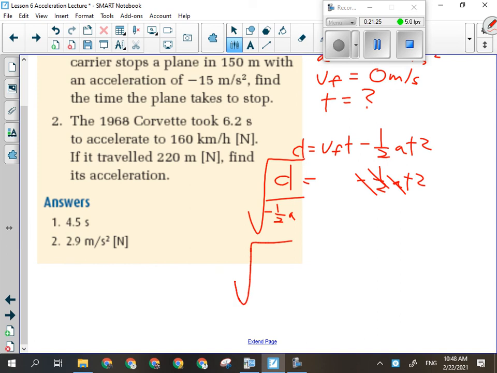Okay, so what we have for this question then is 150 divided by negative 1/2 times negative 15. Okay, that'll take care of it. There'll be positives top and bottom, and I can take the square root of that number, and I'll get 4.5 seconds. Okay, for my answer.